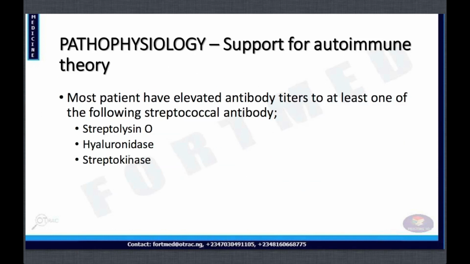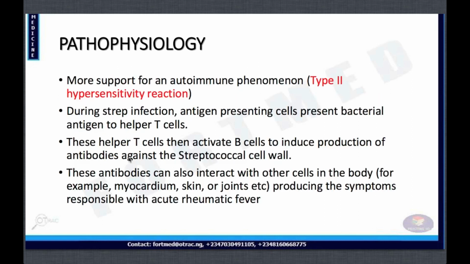The autoimmune phenomenon is supported because in most people with acute rheumatic fever, the blood contains antibodies to the antigens of a streptococcal organism, that is a group A streptococcal organism, that is either streptolysin O, hyaluronidase, or streptokinase. The autoimmune phenomenon, the one that is more supported for causing this acute rheumatic fever, is the type 2 hypersensitivity reaction, which occurs as a result of a primary group A streptococcal infection, which eventually leads to antibody formation, and then these antibodies now cross-react with the body's own antigens, that is, the antigens in the joints, in the heart, in the skin, and even in the brain, and then they cause trouble for the body.